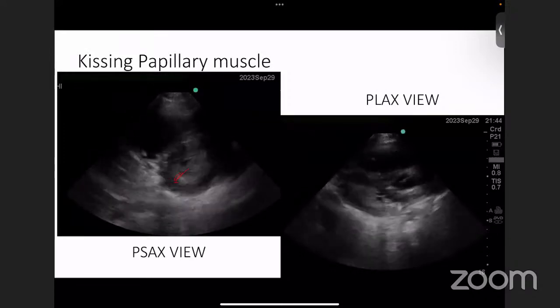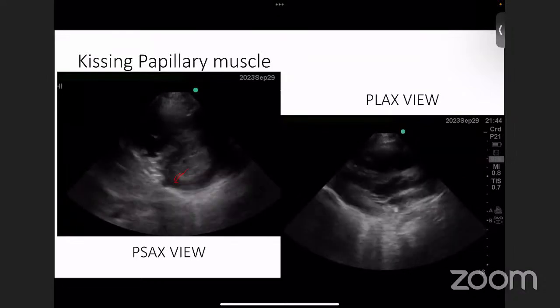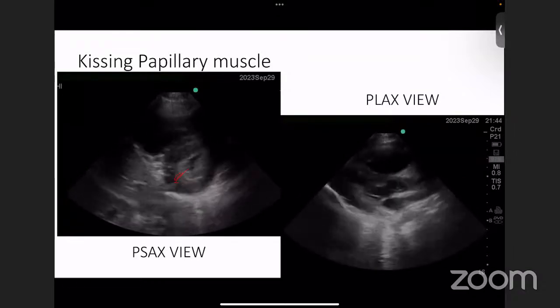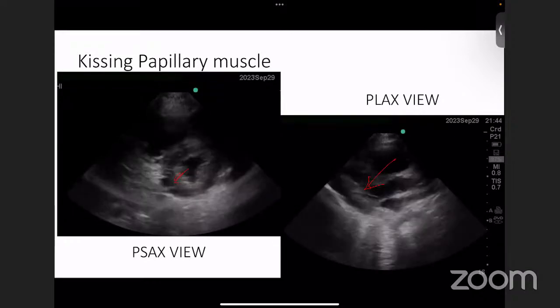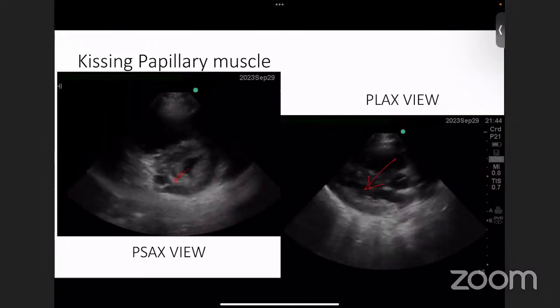So even in the long axis, you can see an empty left ventricle. Here we don't say papillary muscles are kissing. Here you say the LV is empty, but here it is the kissing papillary muscle. This is the image I took just 2 weeks back.